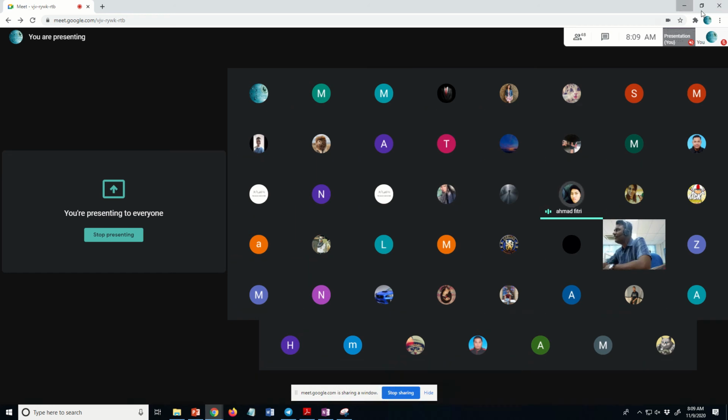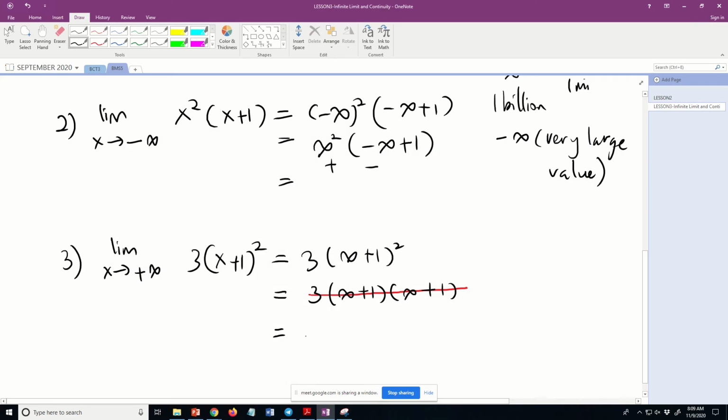Okay, positive infinity. Directly go to positive infinity. 3. Okay. Correct. Infinity square like this. Equal to? Okay, correct. Thank you, Ahmad. Okay, thank you. This is the correct way.